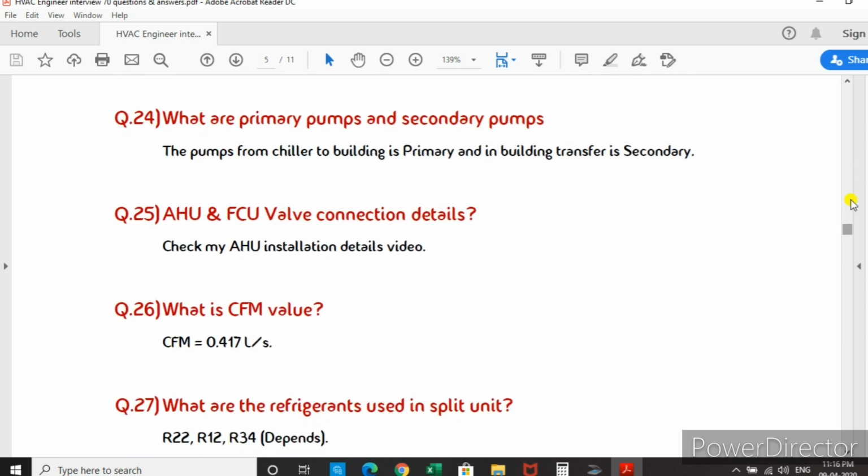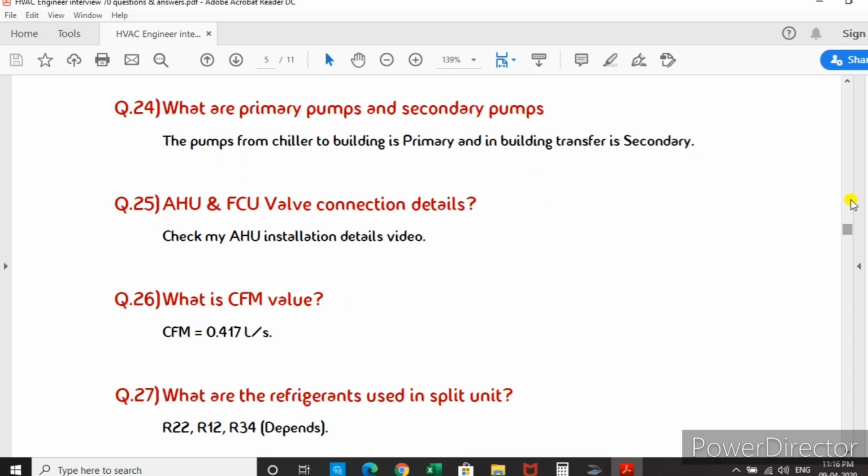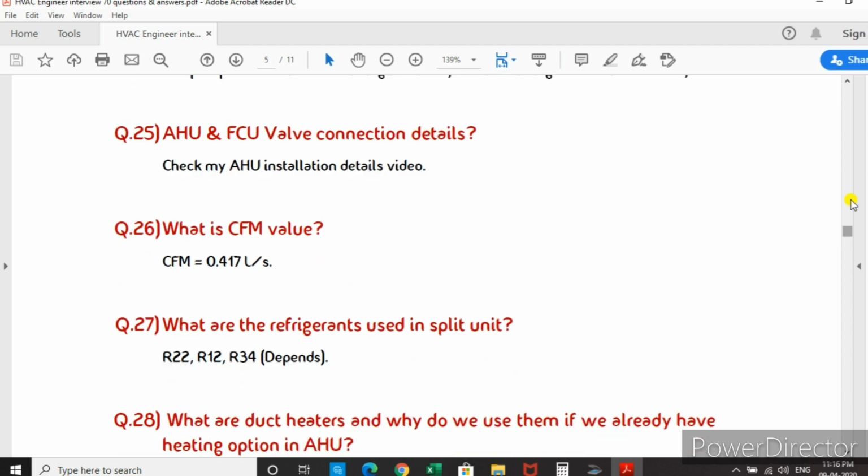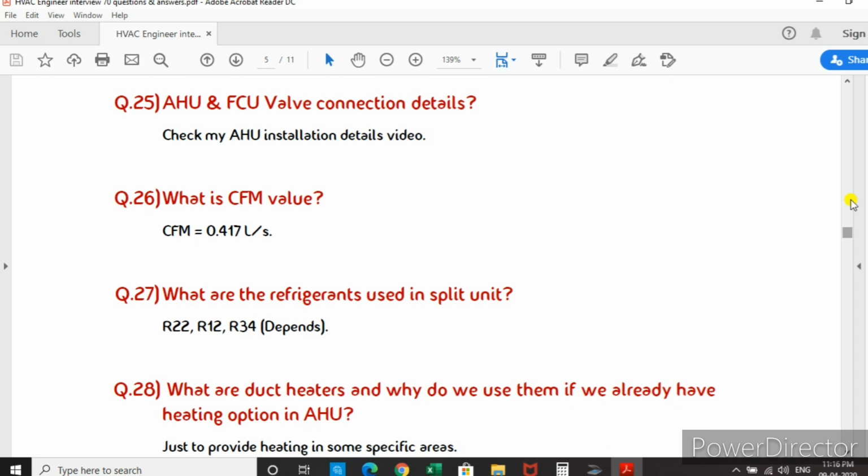Q. What are primary pumps and secondary pumps? The pumps from chiller to building are primary and the ones in building transfer are secondary. Q. AHU and FCU valve connection details. Check my AHU installation details video. Q. What is CFM value? CFM equals 0.417 L/S.